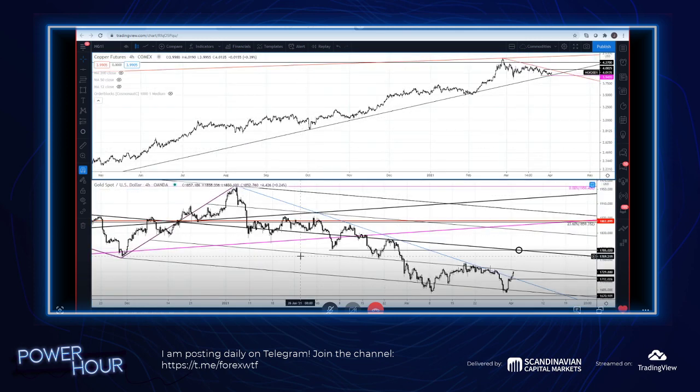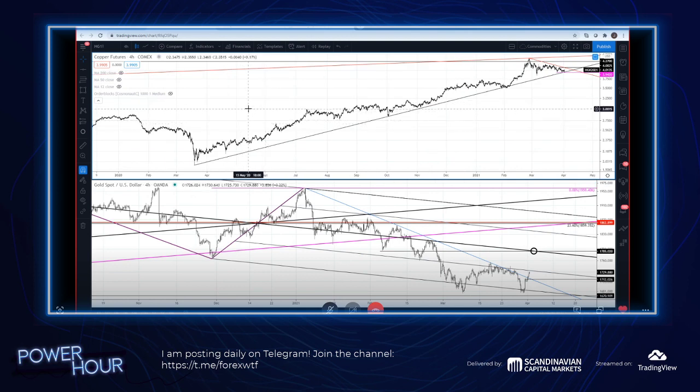So those are your two legs of that cross. And it is interesting to note that gold does look near-term bullish, and copper, if it breaks, has some downside potential. Okay.